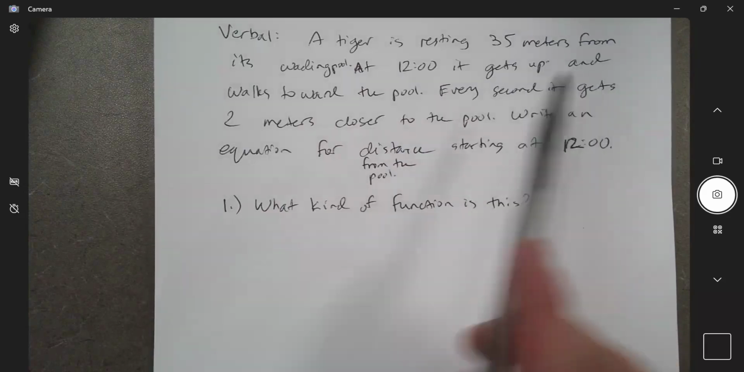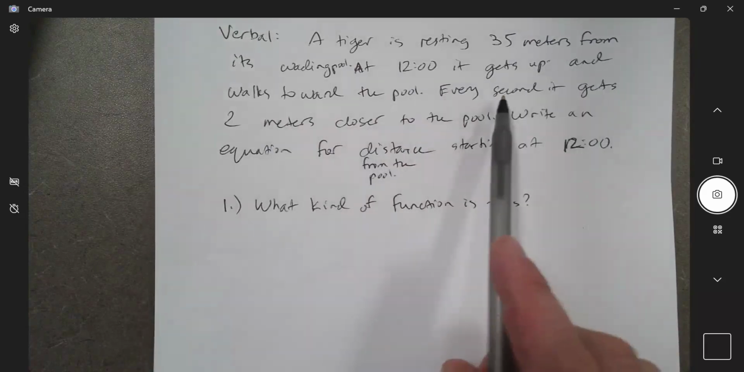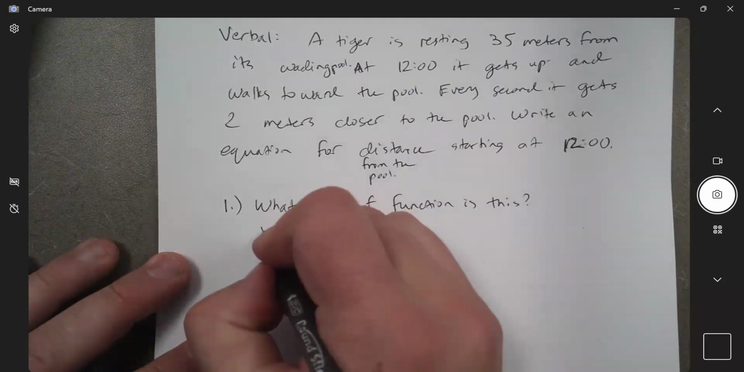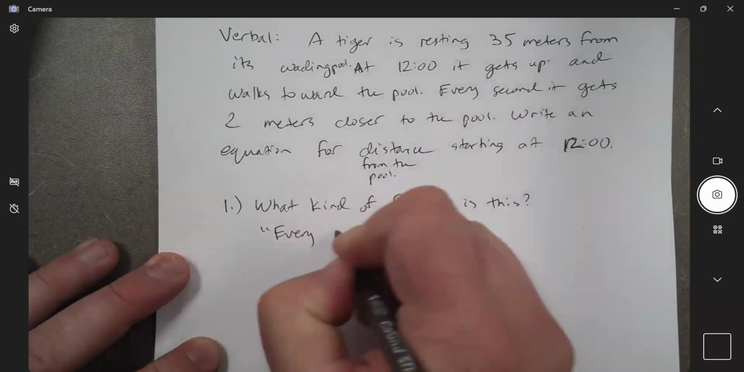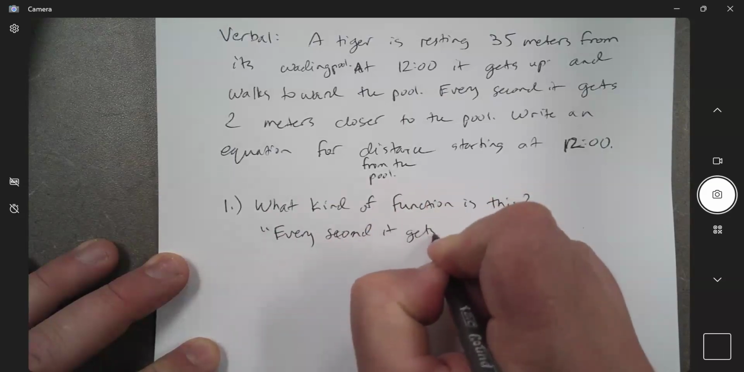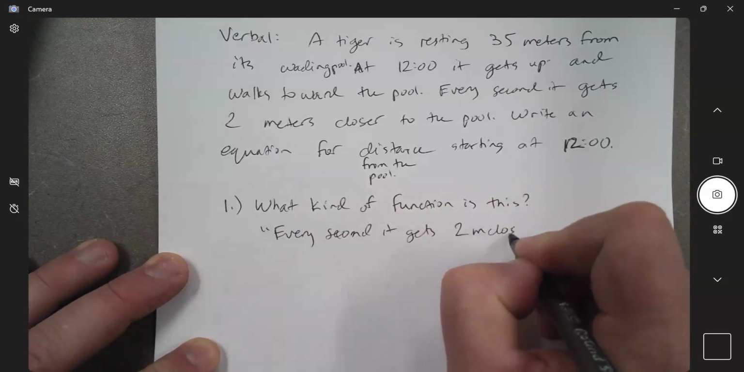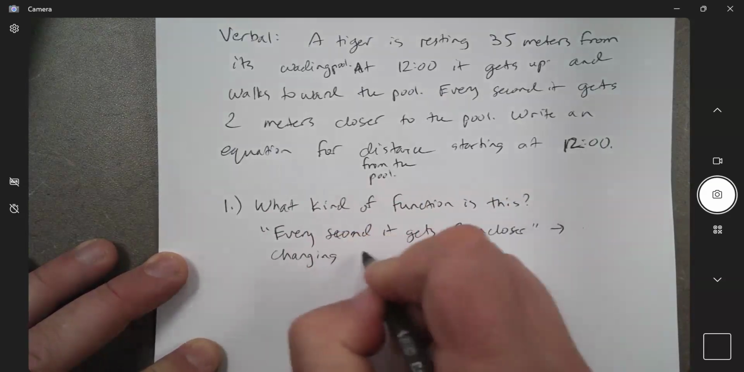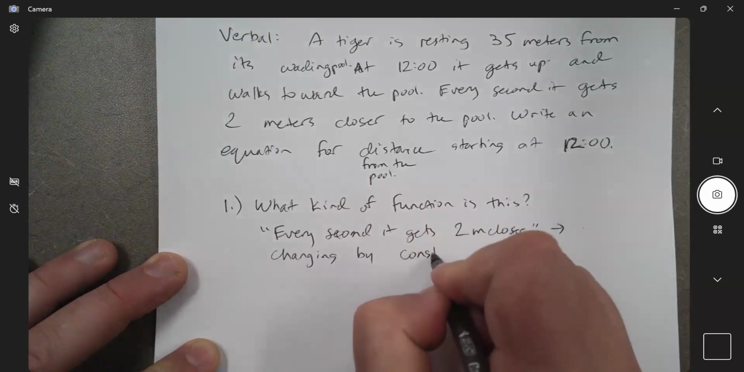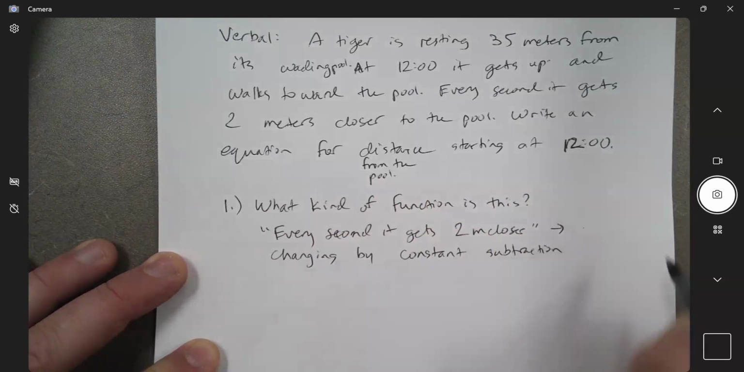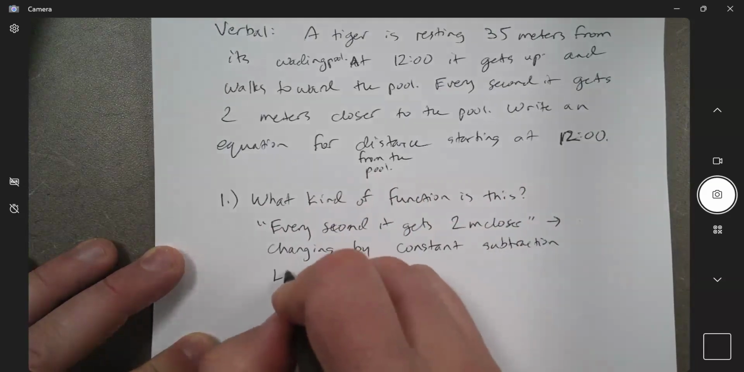Every second, it gets 2 meters closer. That's a constant rate of change. Every second, it gets 2 meters closer. That is changing by a constant, in this case subtraction, which tells you it's a linear function.